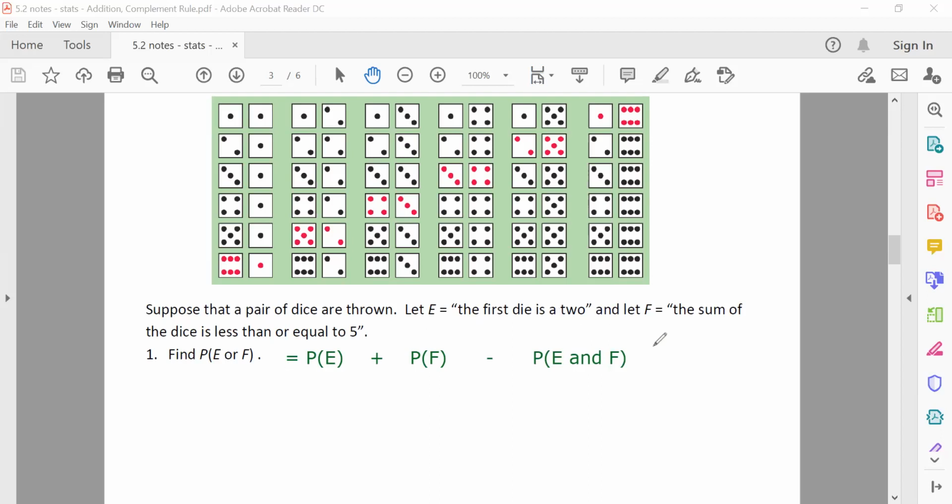And this, I didn't use anything magical. This is nothing magical or unique to this problem. This is just the general formula. But now let's bring in the unique parts of this problem. The probability of E. E is the event that the first die is a 2. It's going to be these 6 possibilities. So that's going to be 6 over 36.